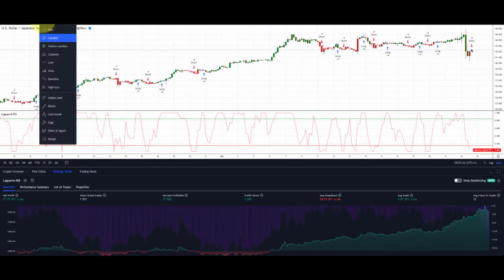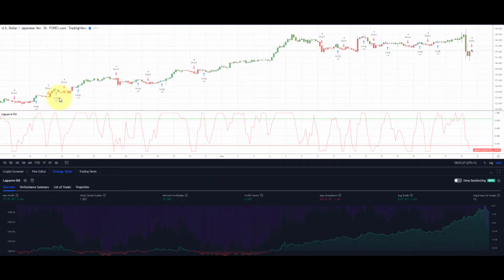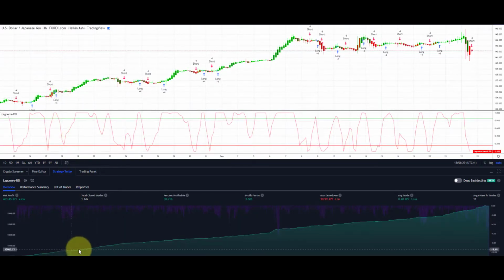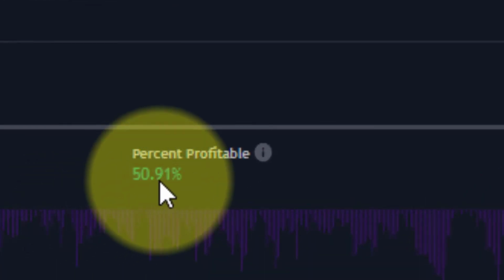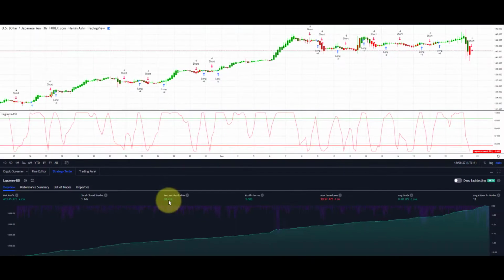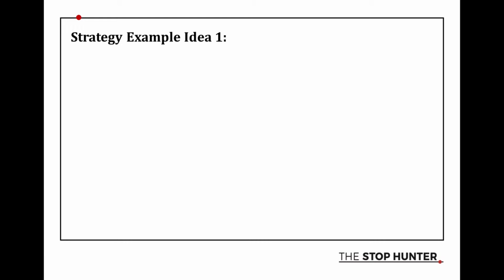If we change the chart to Heikin-Ashi and look how those results change, we've got a 51% win ratio. So that's just a simple example of the LA RSI with a strategy backtest within TradingView that you can all play with. There's other setups in there and strategies to use too, and that gives us a starting point to how to build out a stronger LA RSI based strategy. So let's get into some strategy ideas.